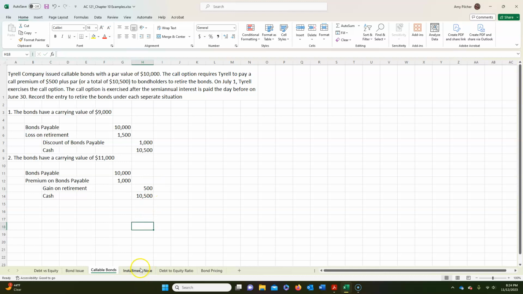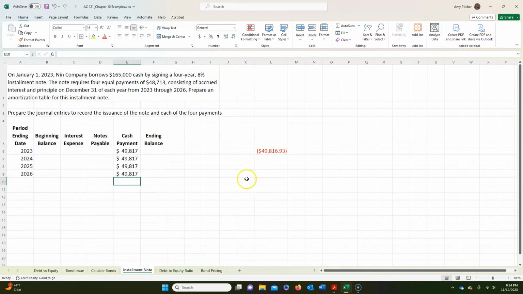Next, we're going to look at an installment note. We borrowed $165,000 cash by signing a 4-year 8% installment note. The note requires 4 equal payments of $48,817. I should have changed that. What I have over here, I used the payment function to calculate what the yearly payment was over 4 years. So what we're doing is building an amortization table here.